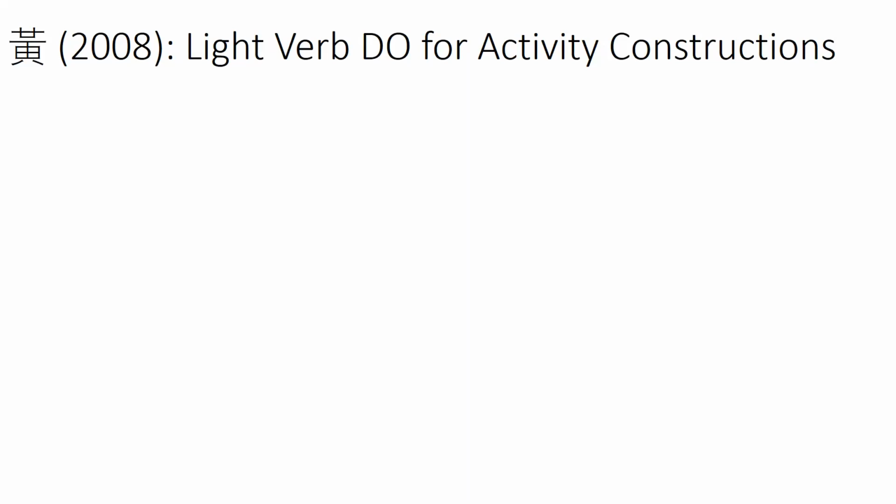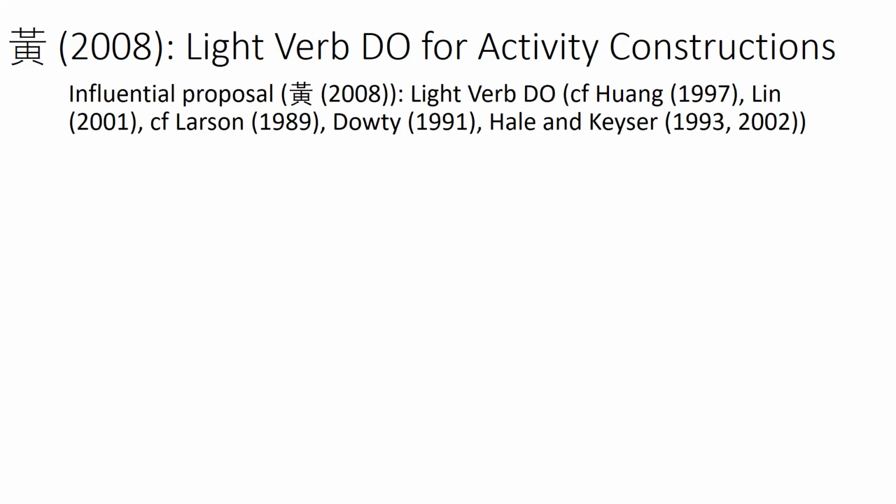Let's get to the crux of the presentation today, and that's Chinese activity constructions. Huang Zhengde influentially proposes that in these activity constructions, there's a light verb. Here he's following and developing his previous similar work in 1997, and also that of his supervisee Lin Donghong in 2001, who provide a light verb analysis of Chinese. This follows, broadly speaking, the neo-Davidsonian analysis proposed by people like Larson, Doughty, Hale and Keyser, etc. So it's a light verb analysis that they've shown to be very prevalent in Chinese.